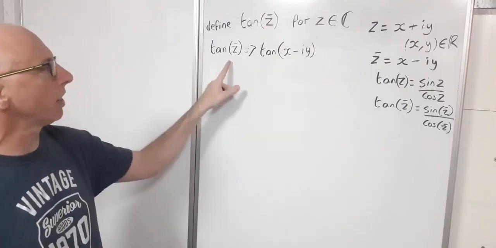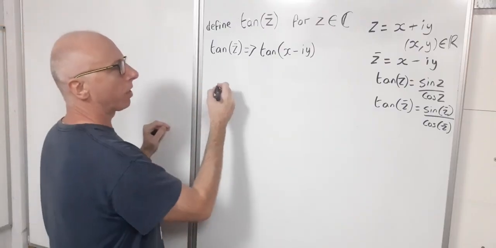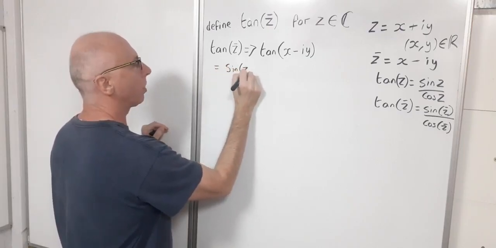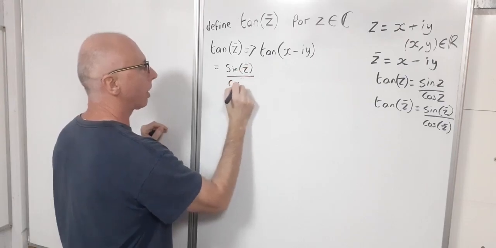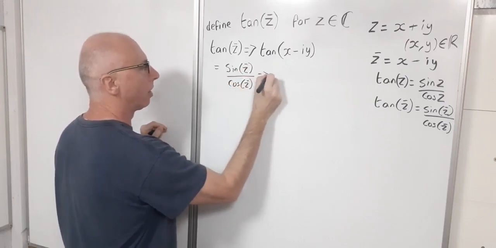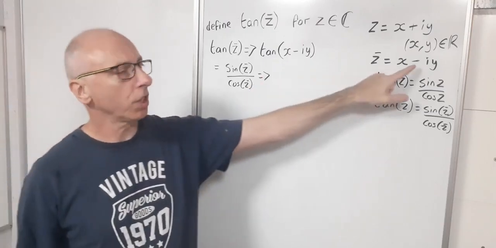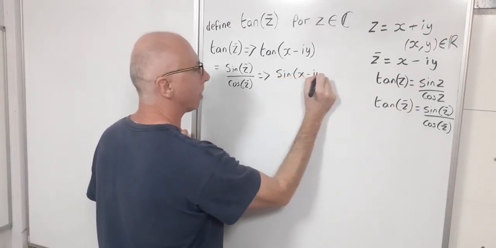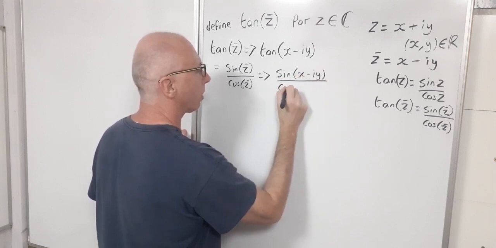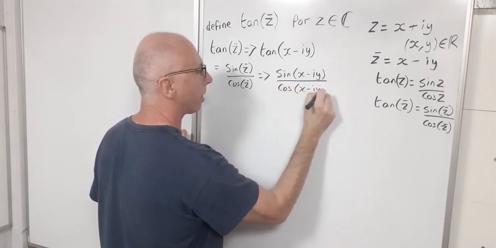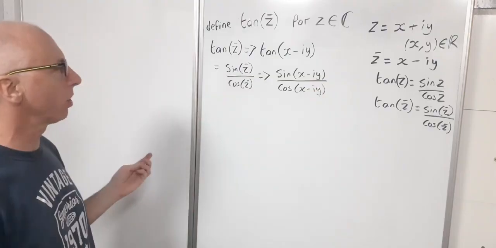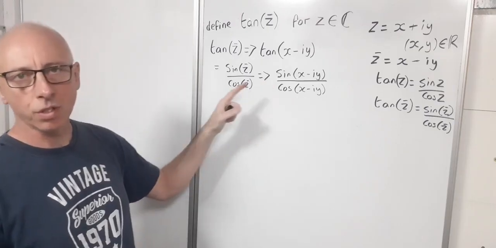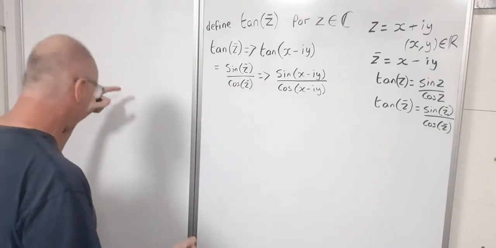So let's rewrite our tangent of conjugate z. Now we've got sine of conjugate z over cosine of conjugate z, which using our input for the conjugate, is sine of x minus iy over cosine of x minus iy. Okay, that's all good. That's a great start. Now what we will need to do is define our sum rule for sine and cosine. So let's do that on this board.